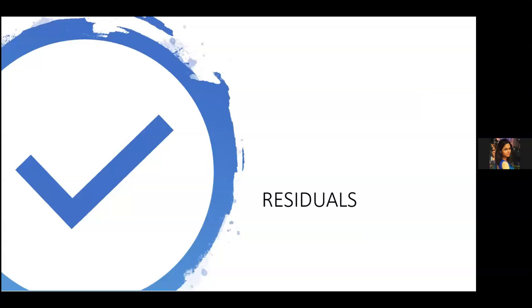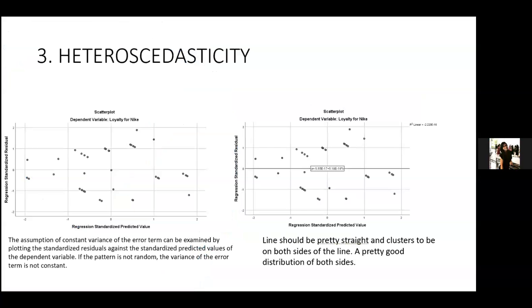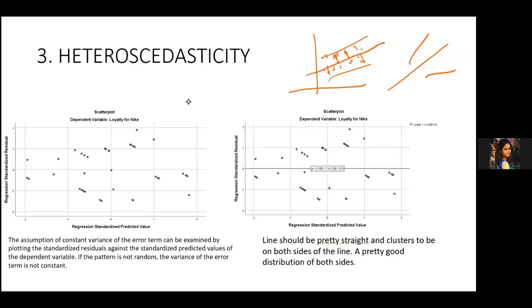What do you understand by residuals? What are residuals? Errors. Yes, errors. So there's one concept called heteroscedasticity, that the error term should be constant. So remember that graph: here we have our data, and this is my line. So this is my error, this is my error, this is my error. This error should be kind of constant, this type of thing. It should not be like this. So the error term should be constant. That is my third assumption.